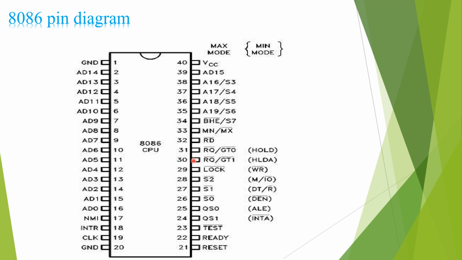After that, HOLD. Here this signal indicates the processor that external devices are requesting to access the address or data bus.